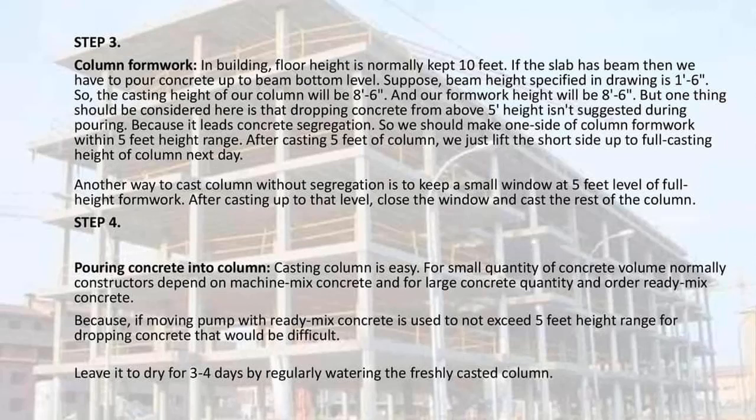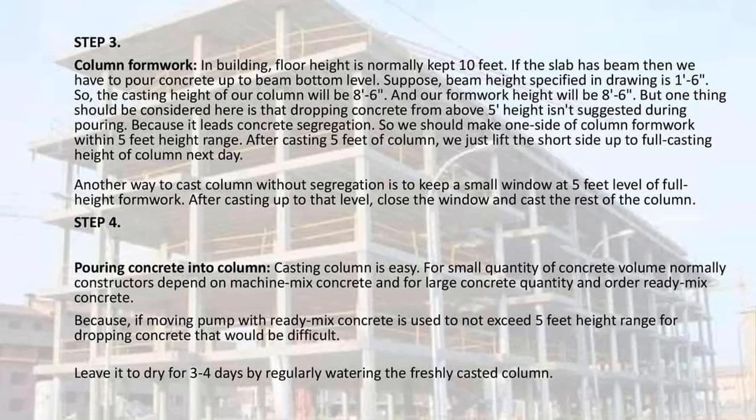Step 3. Column formwork. In building, floor height is normally kept at 10 feet. If the slab has a beam, then we have to pour concrete up to the beam bottom level. Suppose the beam height specified in the drawing is 1 foot 6 inch. So the casting height of our column will be 8 feet 6 inch, and our formwork height will be 8 foot 6 inch.